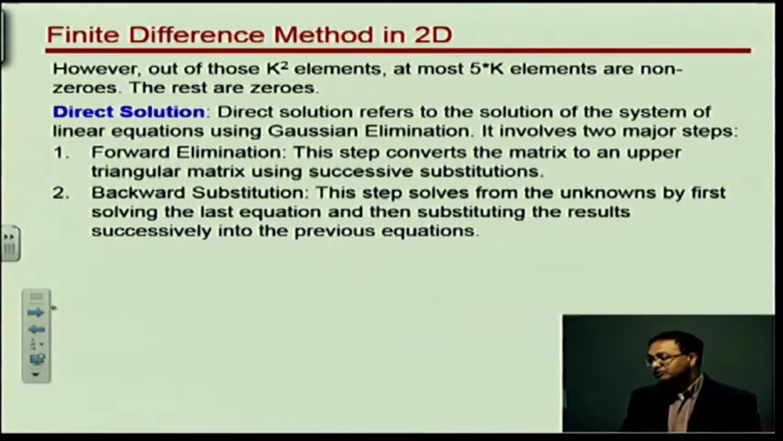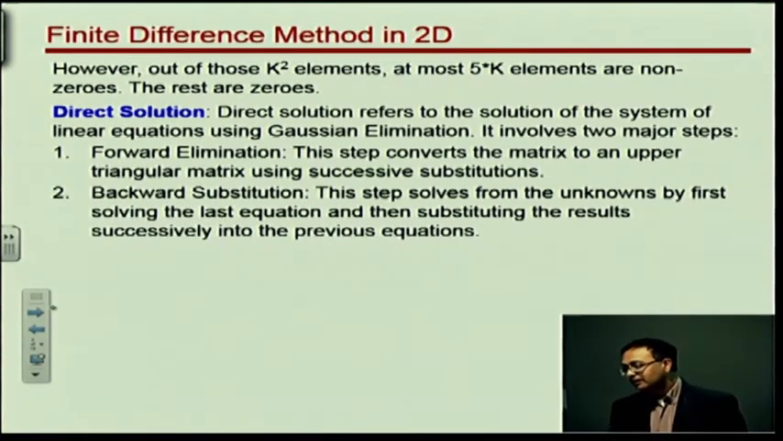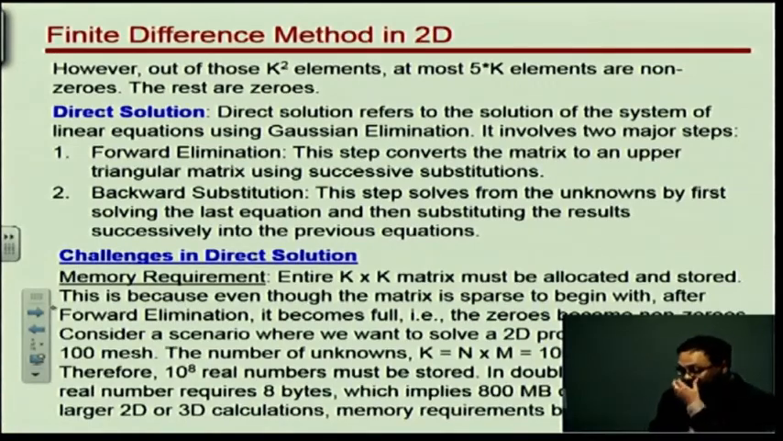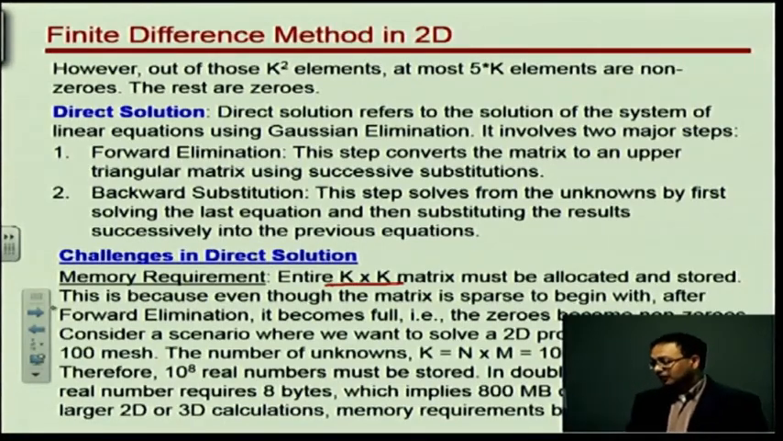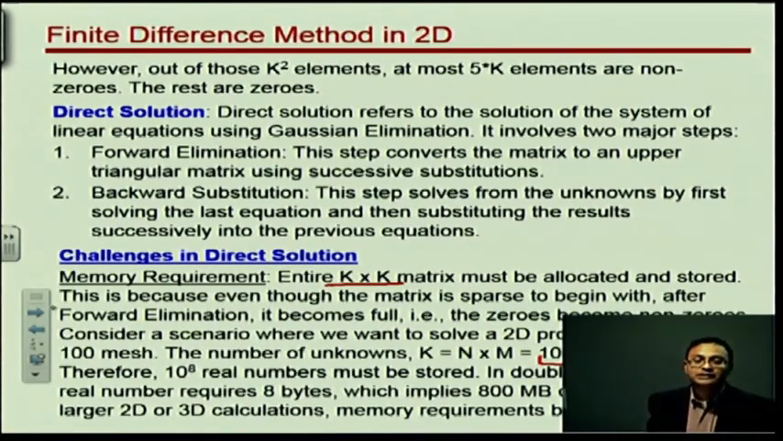Now in a direct solution, we talked about this already, you have a forward elimination step and a backward substitution step. So I'm not going to go over this in great detail here. The problems you run into are memory. I gave you this example in the last class: let's say your matrix is k by k, and k is a 100 by 100 mesh. So n is 100, m is 100. It's a pretty simple problem, a 100 by 100 mesh in 2D.